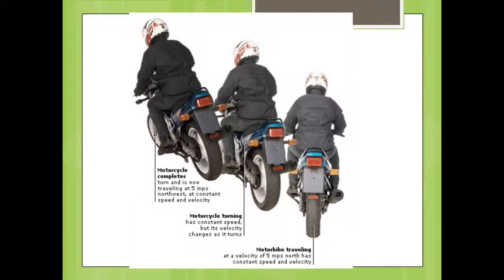Now take this second motorcycle. Since the gentleman is turning, and say he turns at 5 miles per hour and makes a left turn, even though his speed remains constant, since his direction is changing, his velocity is going to change as well. So interesting enough, the constant speed will be there, but velocity will not stay constant.